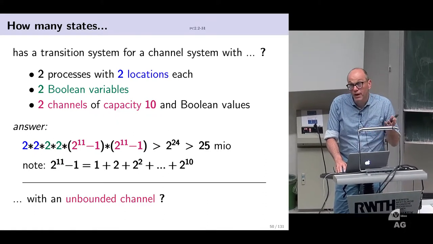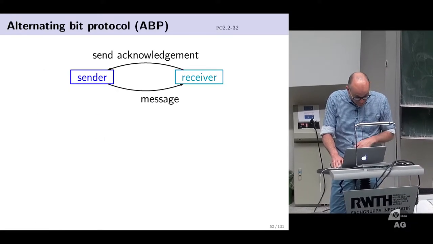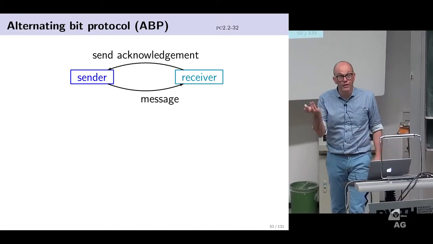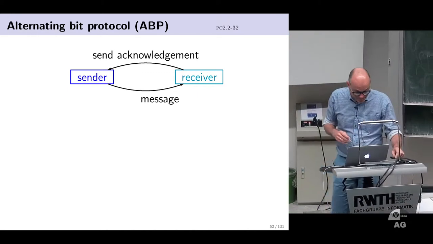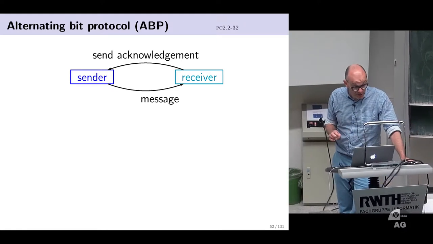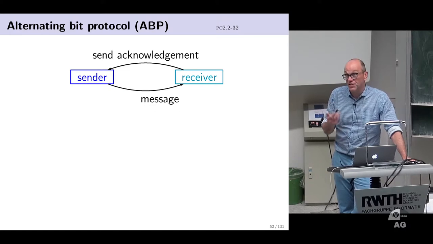Good. If you have an unbounded channel, I think this is clear. The number of states is unboundedly large, is infinite. So let's look at a very simple example to show you what you can do with these channel systems. This is the alternating bit protocol. So what's the alternating bit protocol? This is a simple version of it.